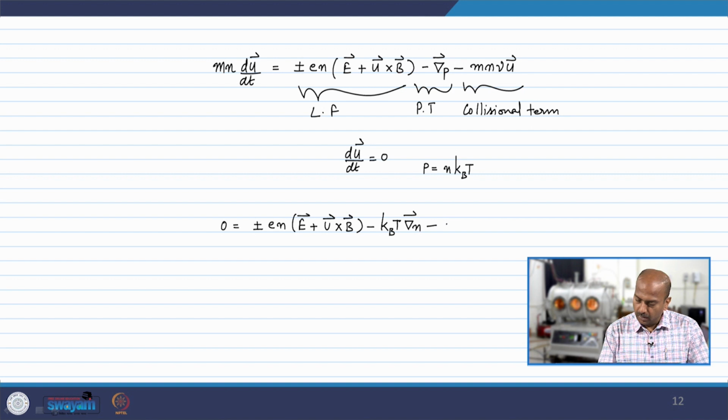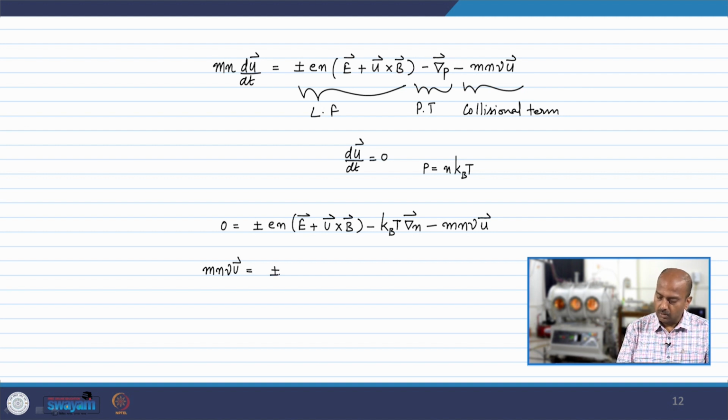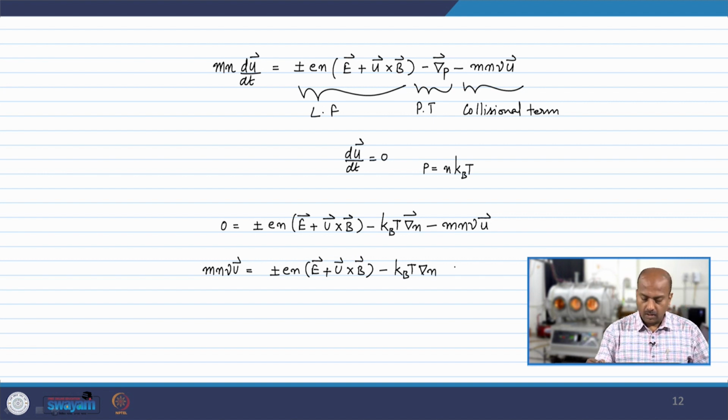minus M n nu U, or we can conveniently write by bringing the frictional term or the collisional term here, M n nu U is equal to plus minus en E plus U cross B minus kBT del n. Okay. Let us say we call this equation 1, this as 2.